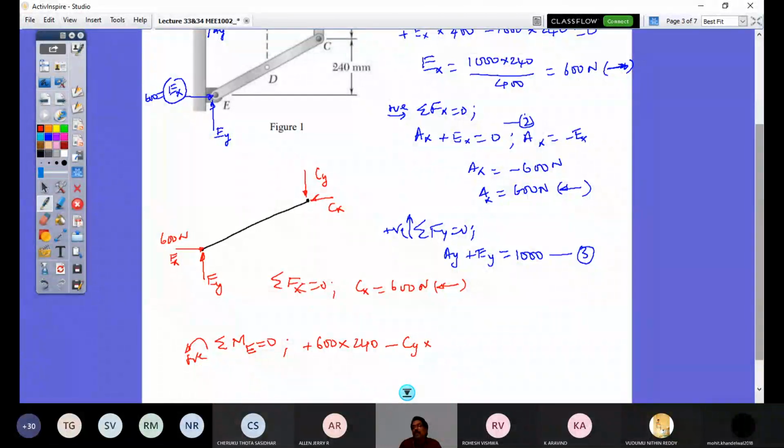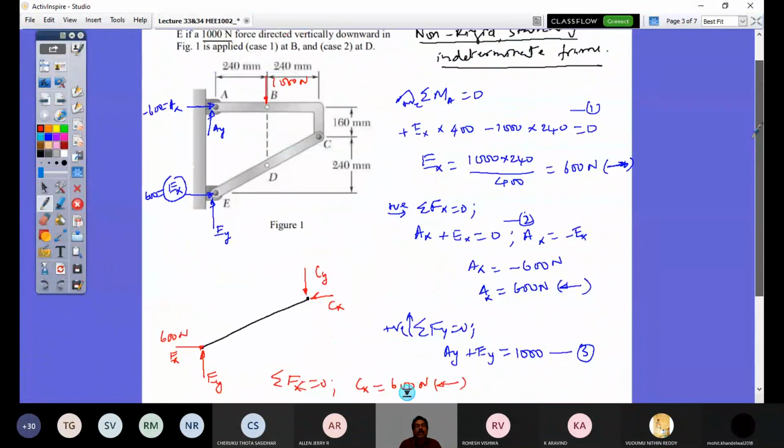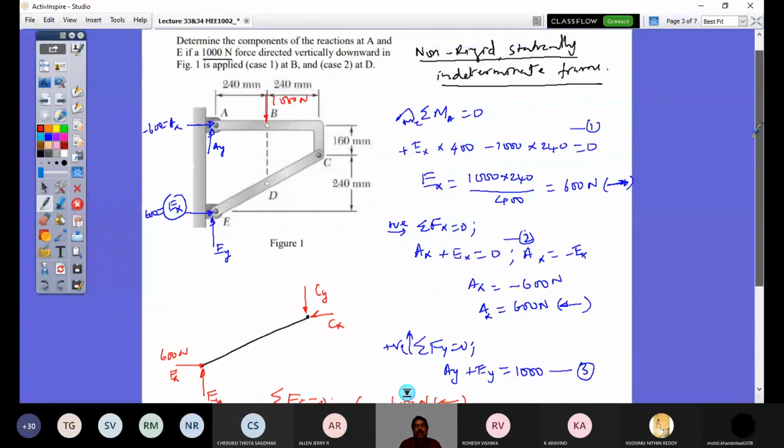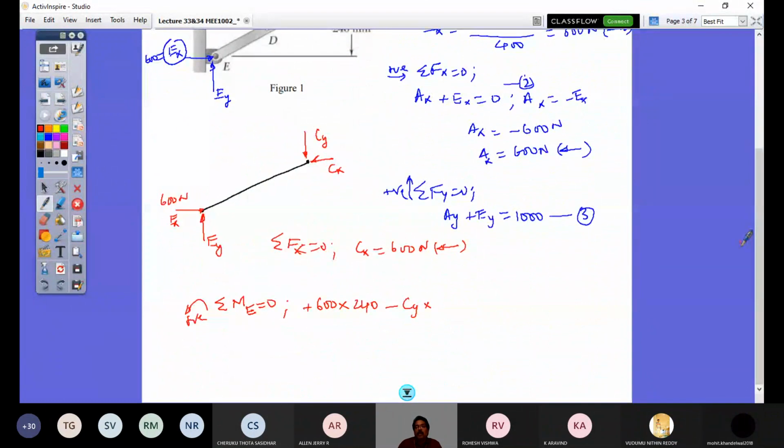So minus Cy into moment arm distance. Look at the configuration geometry. You have 240 plus 240, so 480 mm, right? And these two will not participate in the moment equation. So this is equal to 0. So I would get Cy equals 600 into 240 by 480. So what is that I'll get? This is going to be 2. So it's going to be 300 Newton. So I get a positive value of that. So the direction assumed here, Cy, is correct. It's acting downwards. So if I know that, I can find out now Ey.